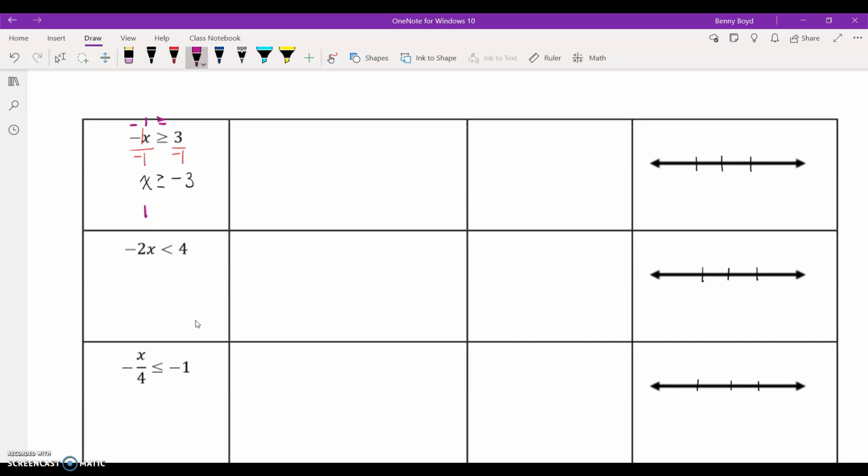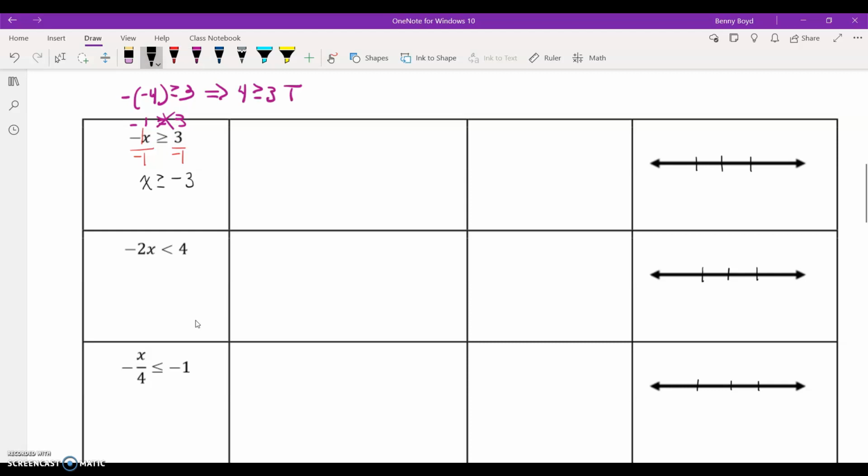-1 is greater than or equal to 3. Well, that's not true either. So let's try picking one less than that and see if that works. How about -4? What if we put -4 is greater than or equal to 3? Well, that would give us 4 is greater than or equal to 3, and that's a true statement.